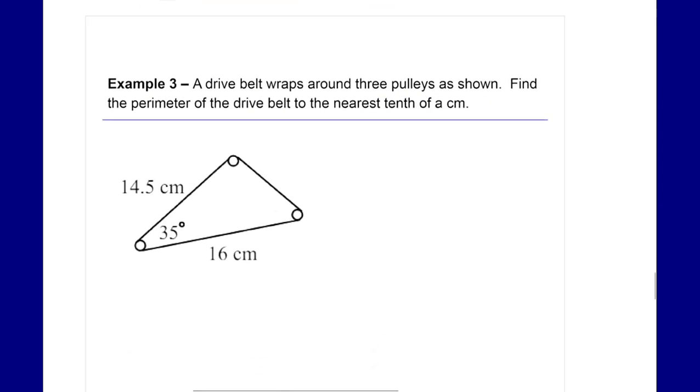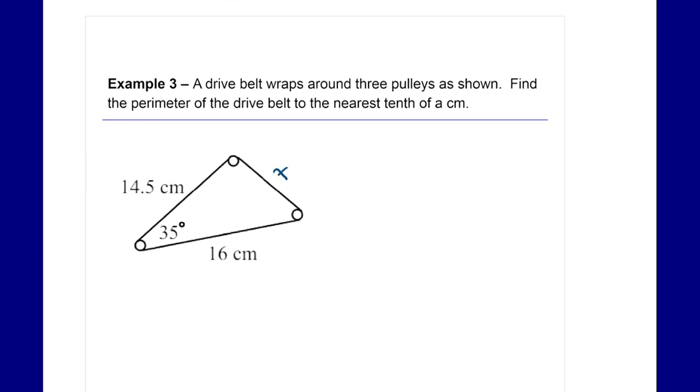Next example, a drive belt wraps around 3 pulleys as shown. Find the perimeter of the drive belt to the nearest tenth of a centimeter. So if I want the perimeter, I want the distance around. I'm going to assume that the rounded portion around each pulley is kind of negligible. That little rounded part doesn't really add much. We can assume it goes straight to and then straight over.